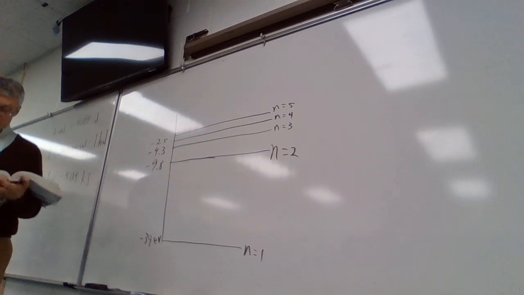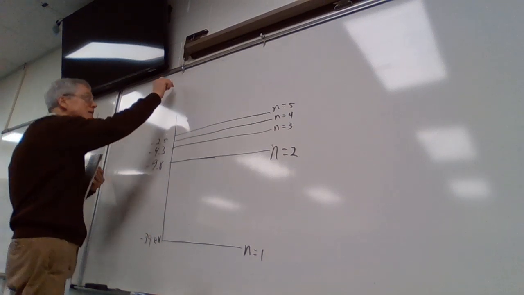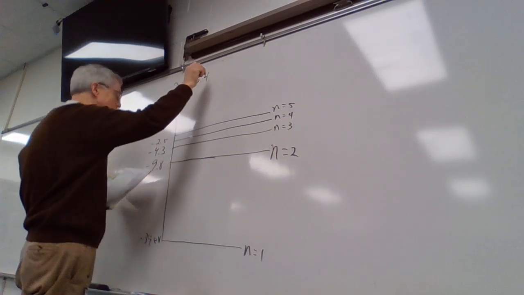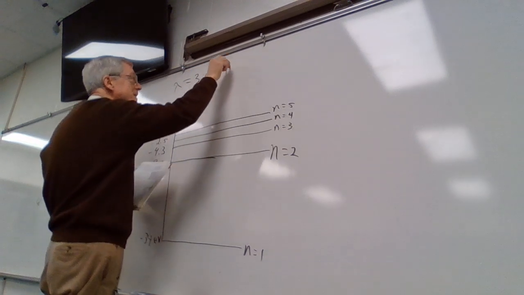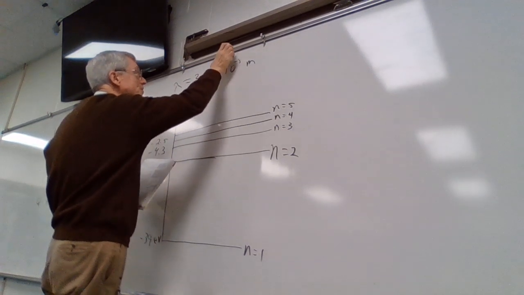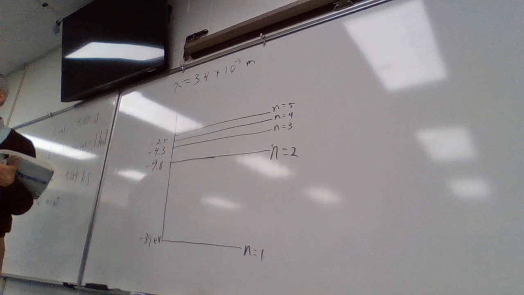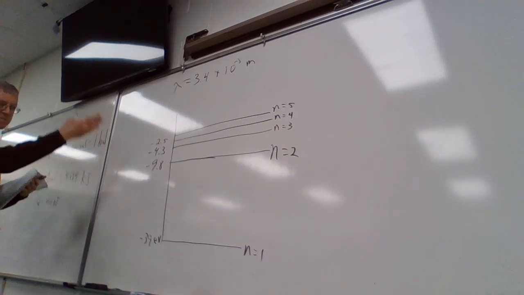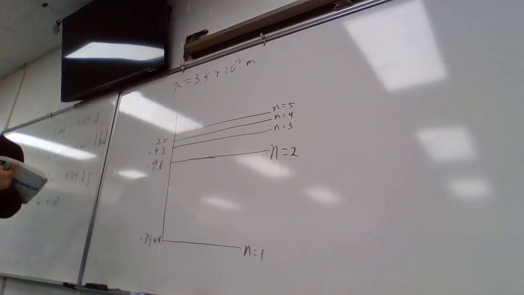Light of wavelength 3.4 times 10 to the negative 8th meters. By the way, how many nanometers would that be? It would be 34 nanometers, right. So a photon of light with that wavelength strikes an electron of this hypothetical atom.